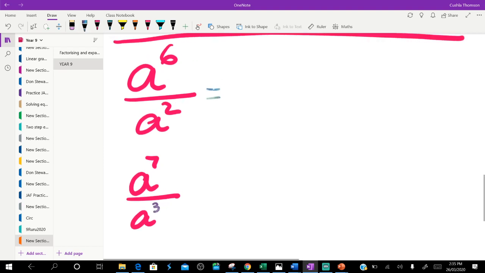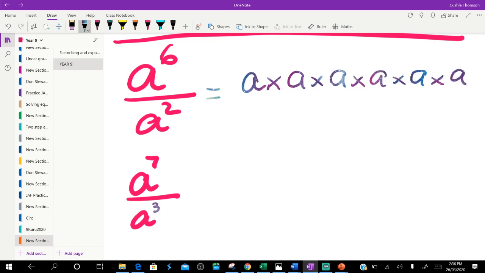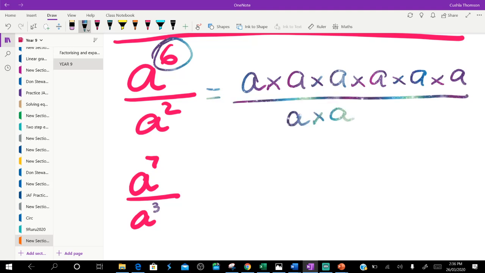So I'm going to do 2 for you first. We're not going to do this for much longer, but we know that that means a times a times a times a times a times a. That's what a to the power of 6 means. And we're dividing it by a times a. So these are common factors, right? And they simplify, just like when we were working with simplifying fractions. So we're left with a to the power of 4.